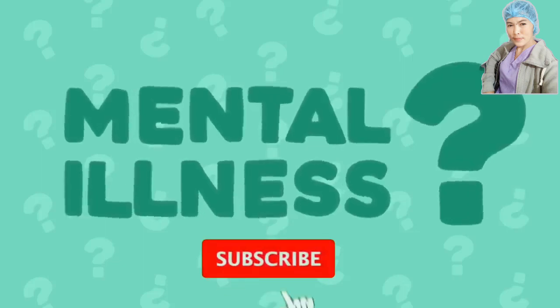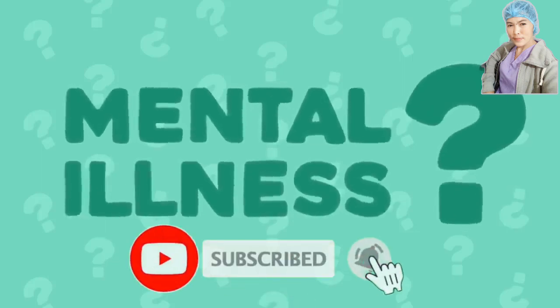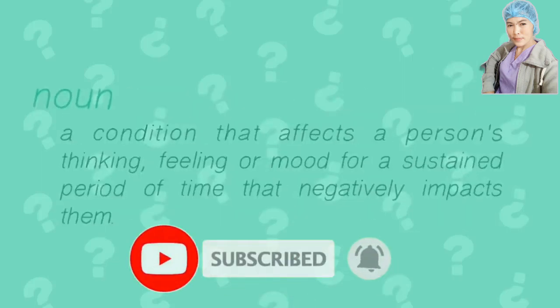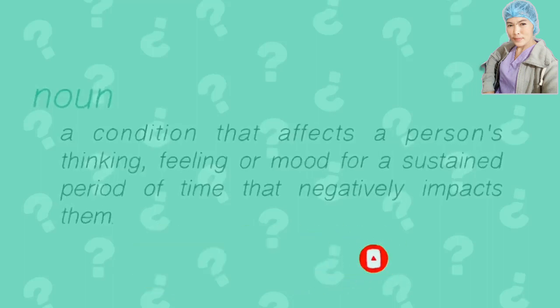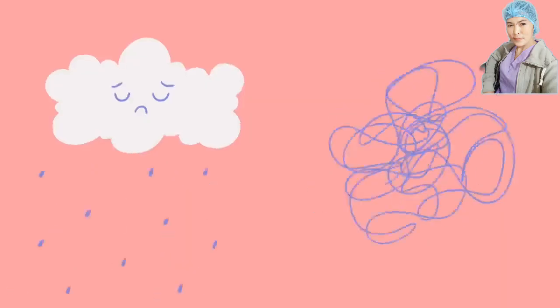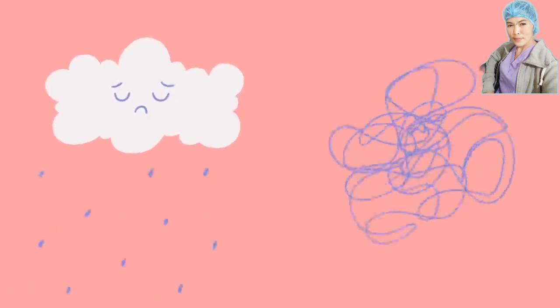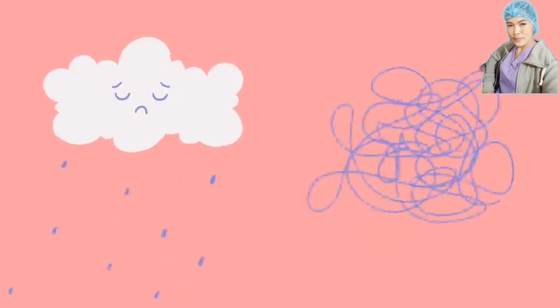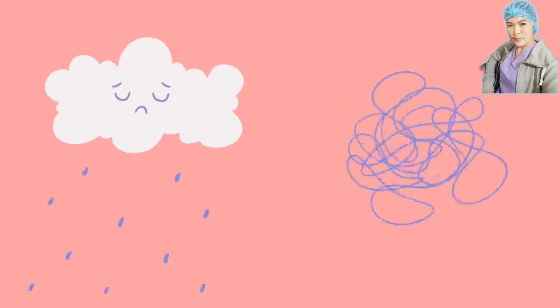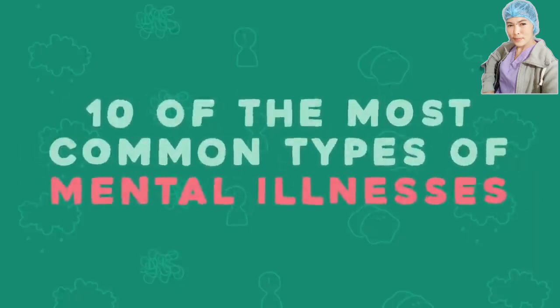What is mental illness? According to the National Alliance on Mental Illness, it's defined as a condition that affects a person's thinking, feeling, or mood for a sustained period of time that negatively impacts them. You might be wondering, is depression a mental illness? What about anxiety? Yes, they are. In fact, they're the most common types of mental illnesses. In this video, Psychotic covers 10 of the most common types of mental illnesses.